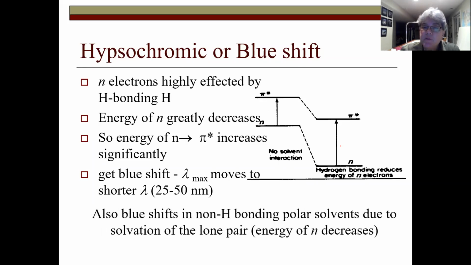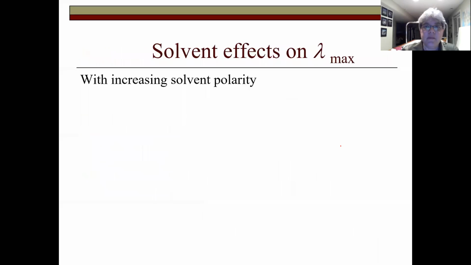You can also get blue shifts if you have a solvent that doesn't hydrogen bond but has lone pairs of electrons. It will cause the same kind of shift in your molecule. So if we change the solvent, we go from a non-polar solvent like hexane to a polar solvent like water or ethanol.